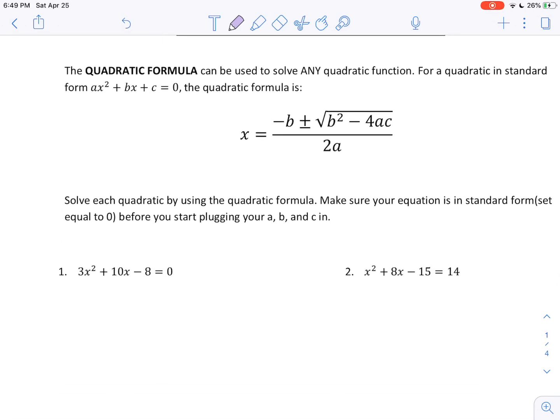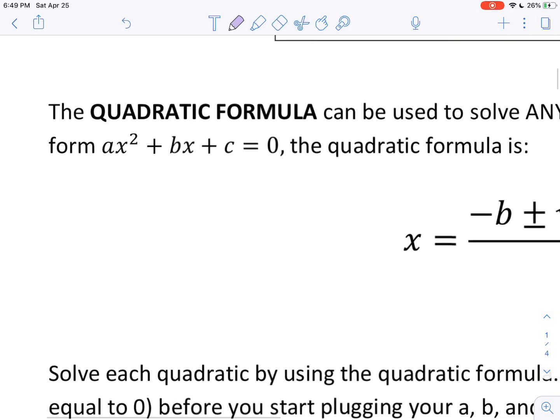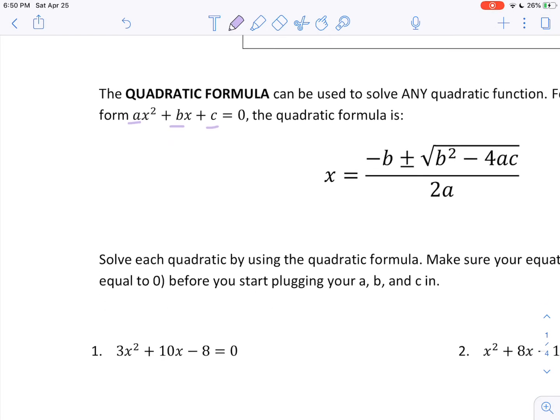Okay, so when you're solving quadratics using the quadratic formula, just like factoring, you want to make sure it's set equal to 0. Okay, meaning you want it in standard form. So you want it in order from highest exponent to smallest, and you want it set equal to 0, and that's how we find our a, b, and c that we plug into the quadratic formula. So from here, my a is in front of my x squared, my b is in front of my x, and then my c is the constant, the number that doesn't have a variable with it.